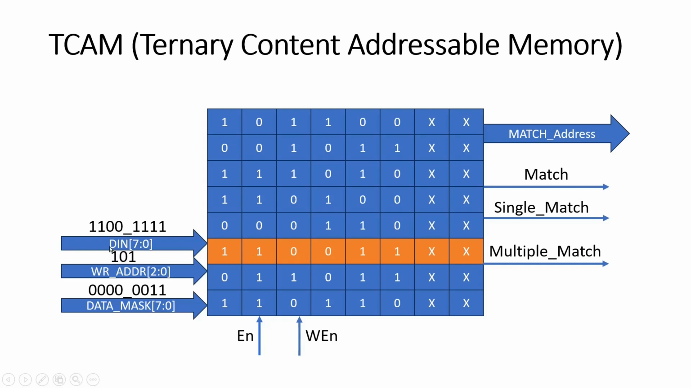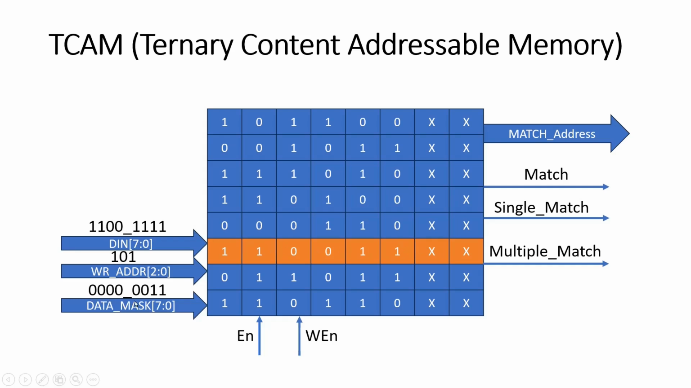Let us say on the data input bus I have this data, 11001111. Address is 101, as I have a total of 8 locations inside the CAM memory, so the address bus is only 3 bits long. And address 101 means 5: 0, 1, 2, 3, 4, 5. It is indicating this CAM location, so this data will be written into this CAM location.